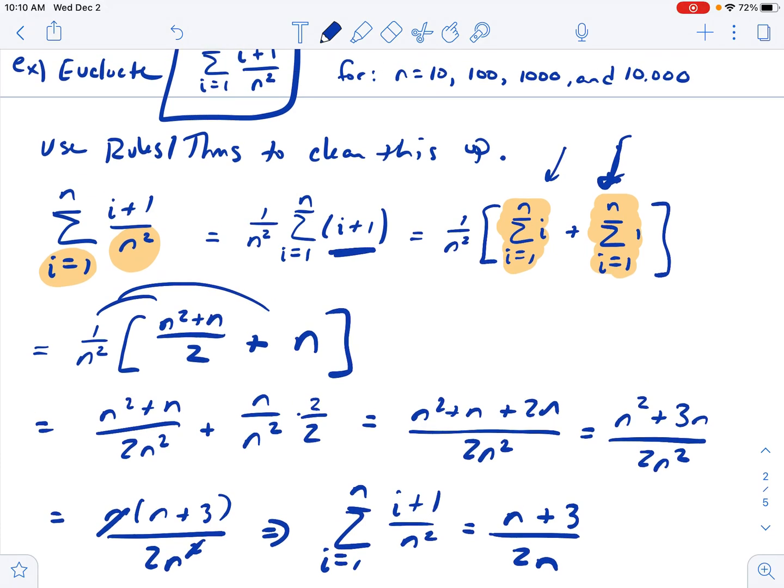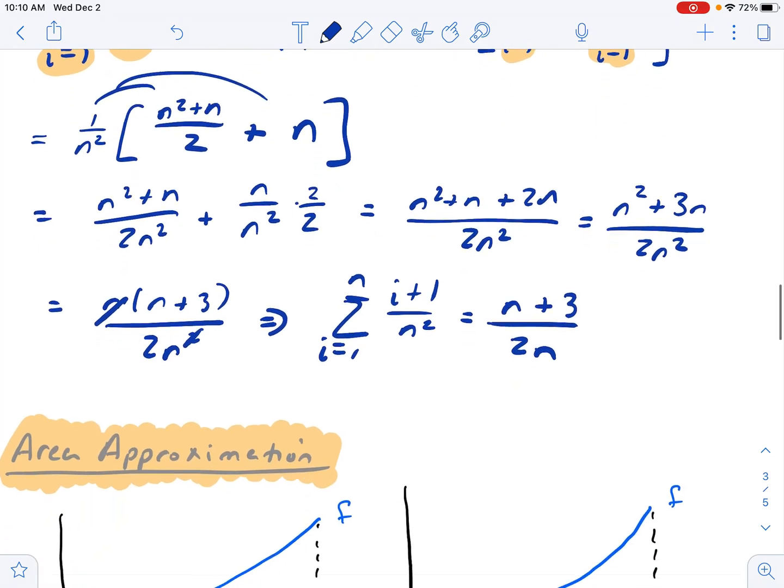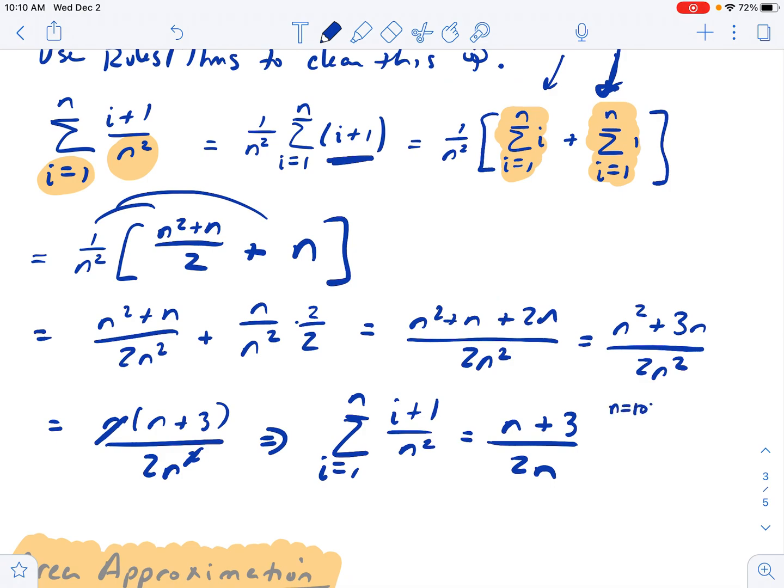Now we can go ahead and sub all those various values in for n and see what these summations would equal. And we didn't have to work too hard to get there. So for n equals 10, I would plug 10 in. I get 13 over 20. If I use a calculator, that's 0.65. When I plug 100 in for n, I get 103 over 200. Punching that in, I get 0.515. When n equals 1,000, we get 1,003 over 2,000. That's 0.5015. And when I go all the way out to 10,000 for n, 10,003 over 20,000 is 0.50015.